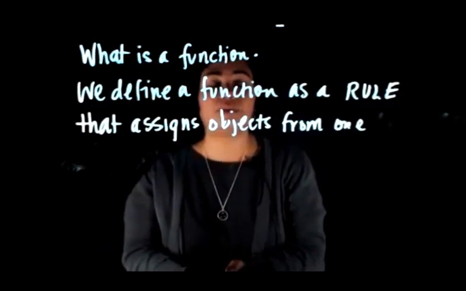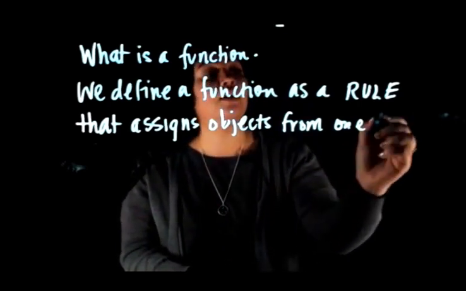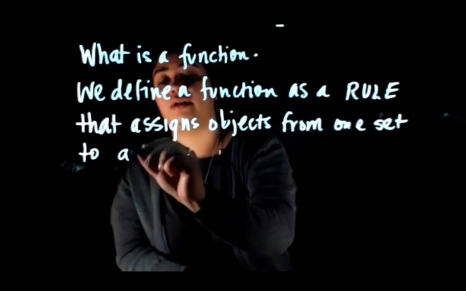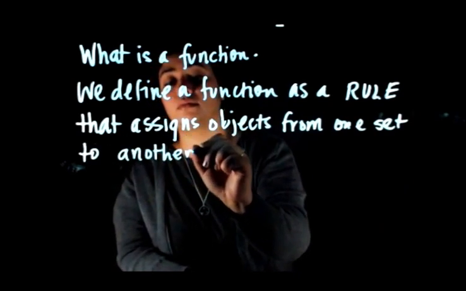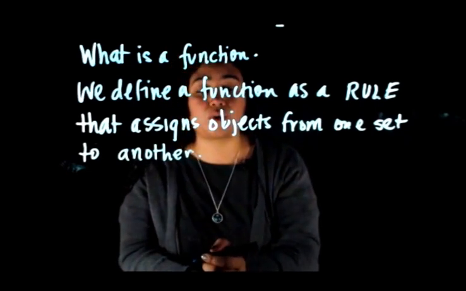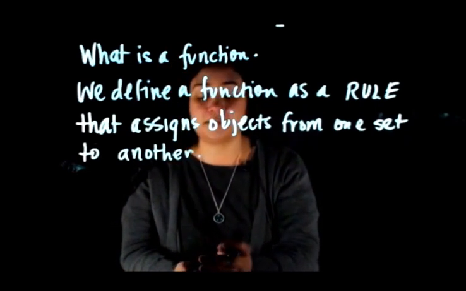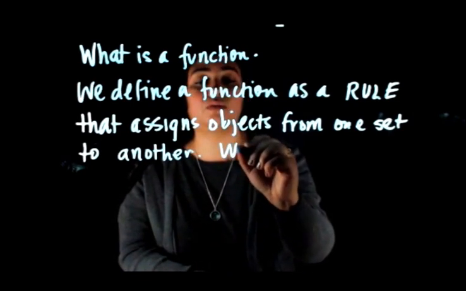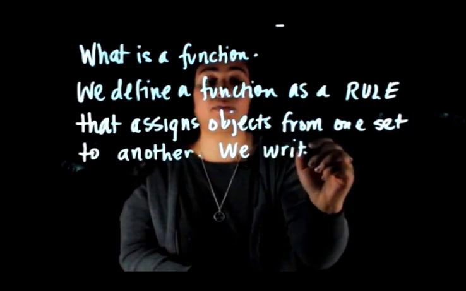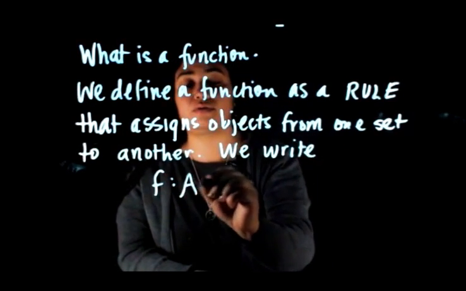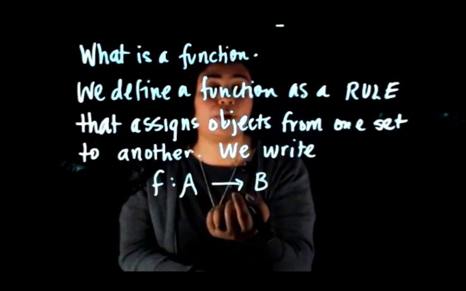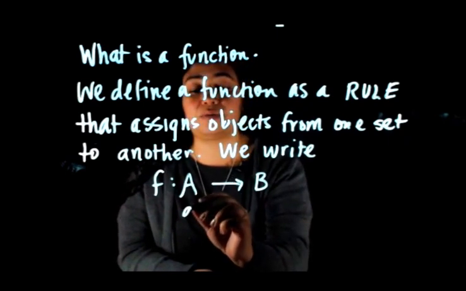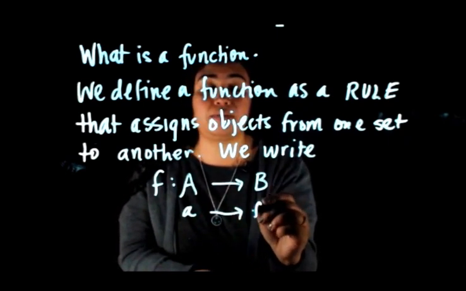We define a function as a rule that assigns objects from one set to another. This definition works across disciplines, but in mathematics, the sets are usually sets of numbers. So we write f goes from A to B. The arrow is a symbol for whatever the rule is. Take objects from A to B.